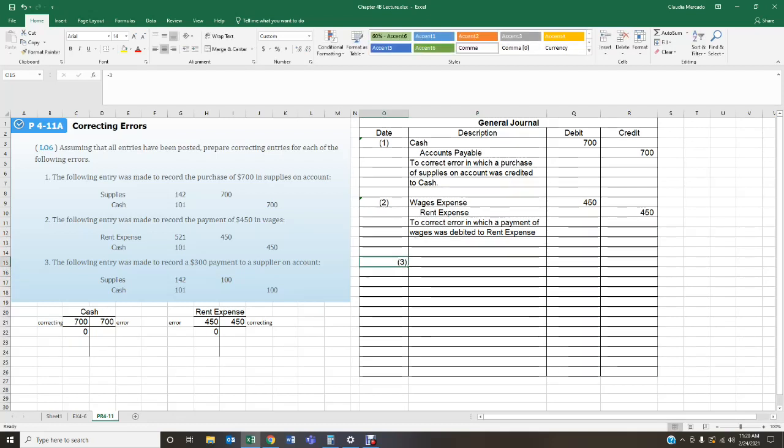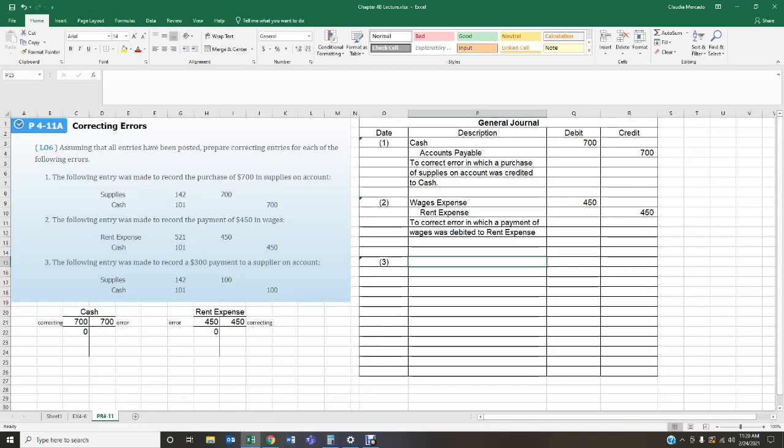Now transaction 3, okay, is a little bit more challenging. Okay? Transaction 3 says the following entry was made to record a $300 payment to a supplier on account. So we are paying a supplier on account. Okay? $300. Okay? So the first thing that we're doing is, first we have to figure out, well, what should the transaction be? Well, we're paying a supplier on account.